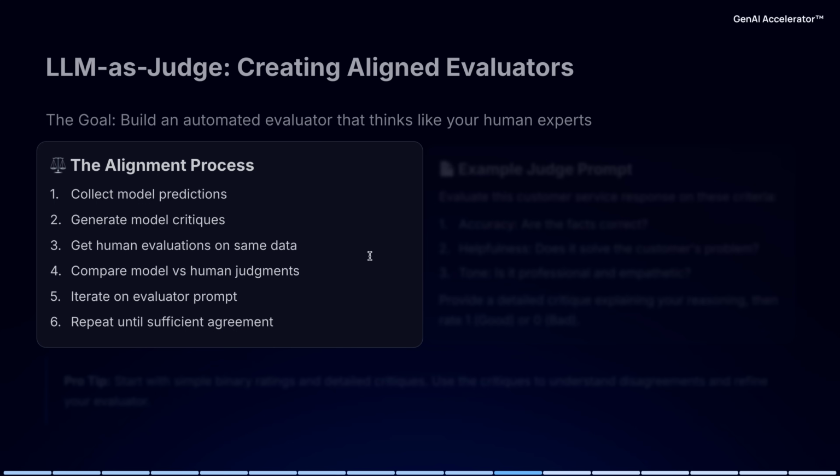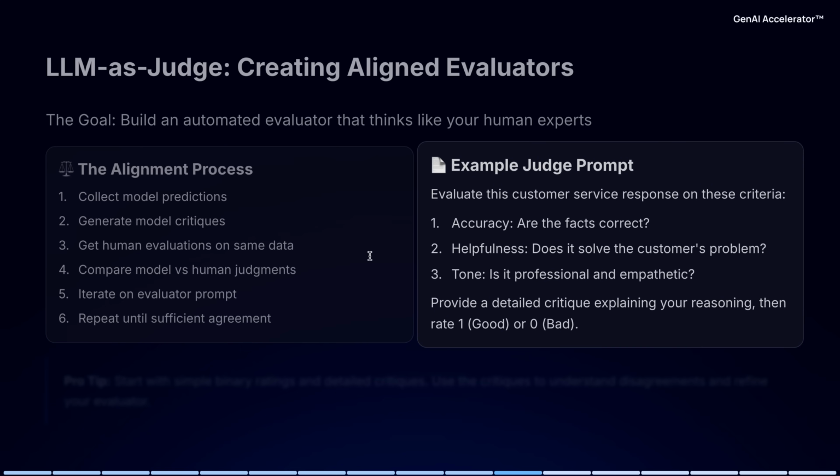First, you collect model predictions, you generate model critiques, you get human evaluations on the same data, you compare model versus human judgments, you iterate on the evaluator prompt, and you repeat that until you have sufficient agreement. So what a very simple judge prompt could look like, and in the real world, this would be a lot more extensive, but let's consider the following.